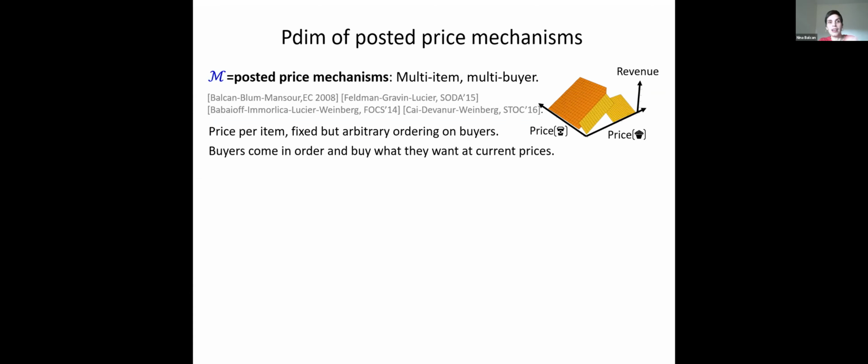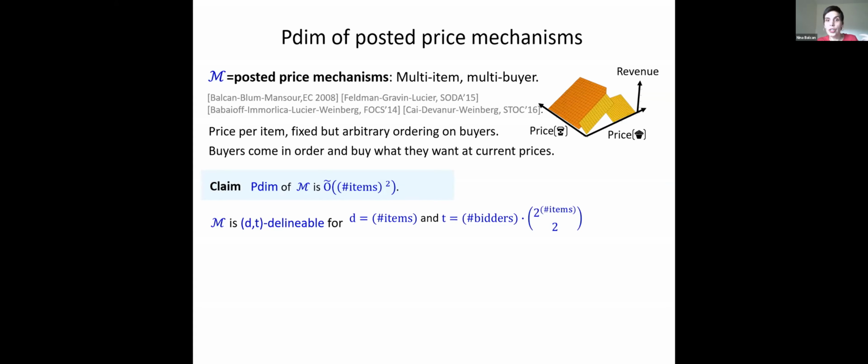One first example here is the class that we saw at the beginning of the talk, posted price mechanisms. Here we have a multi-item, multi-buyer scenario. The seller sets a fixed price per item, and then the buyers come in a fixed but arbitrary order, and they buy what they want at the current prices. We can show, by using our general theorem, that the pseudo-dimension of this family of mechanisms is, up to log factors, the number of items squared.